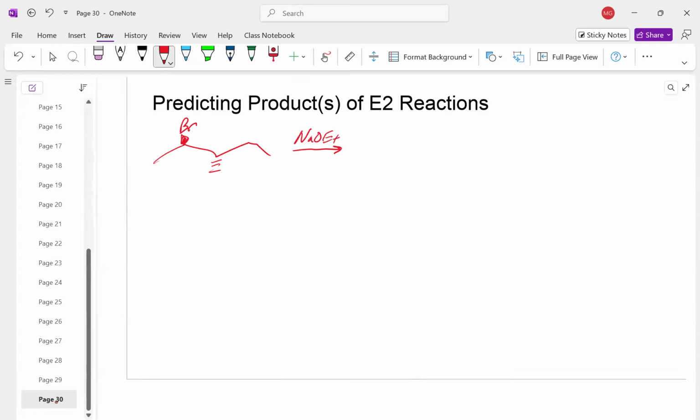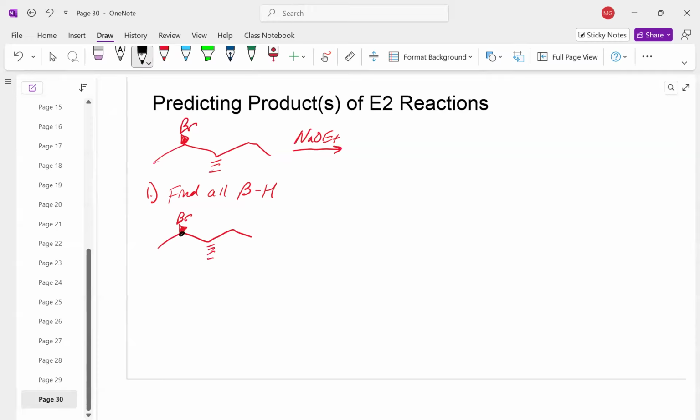Okay, so how do we approach an E2 problem? Step number one, find all of your beta hydrogens. Okay, so I'm going to redraw this problem, or at least just the substrate, and I'm going to specify where my beta hydrogens are.